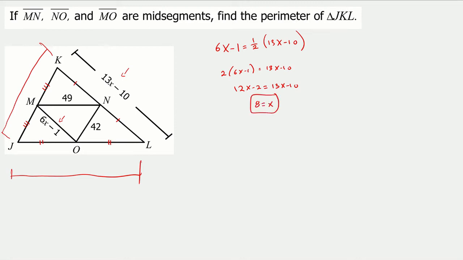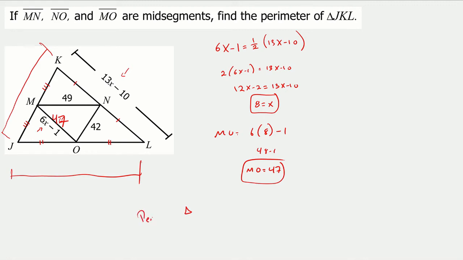Once I know that x is 8, then I go ahead and substitute it in there. And I get 6 times 8 minus 1, and that's going to give me the measurement of MO. So we got 48 minus 1 gives me MO to be 47. Now that I know that this is 47, then I can find the perimeter.